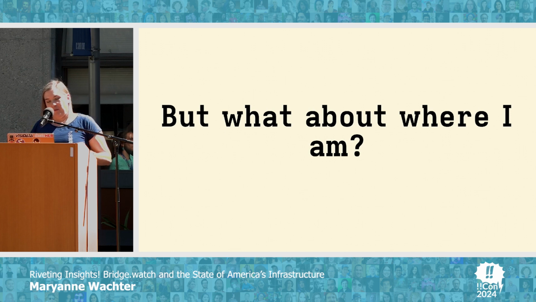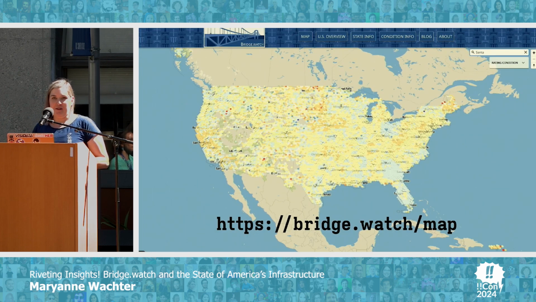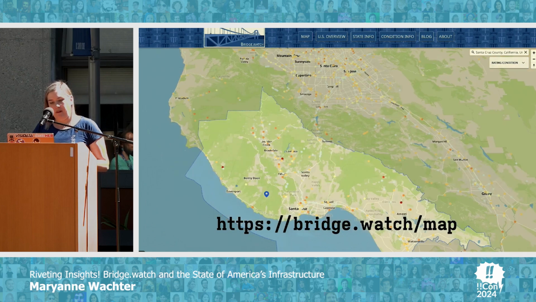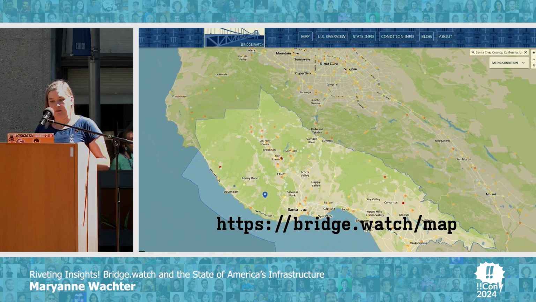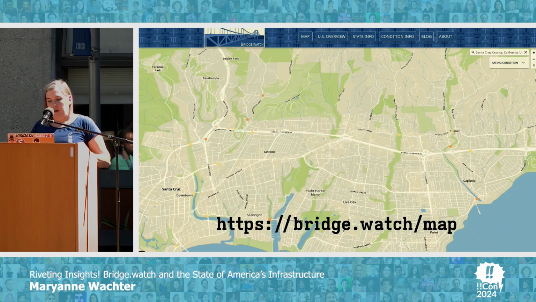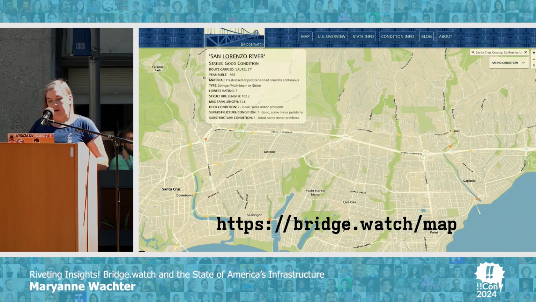When I first built this, one of the questions I got most from people was, what about the bridges around me? So as I changed into working on mapping and geospatial, I built this interactive map that has some fun 3D hex bins for the overall view. This is showing similar data to the original map, where it's just the overall condition. But this also allows you to select nearby bridges and see what the state of infrastructure is near you.